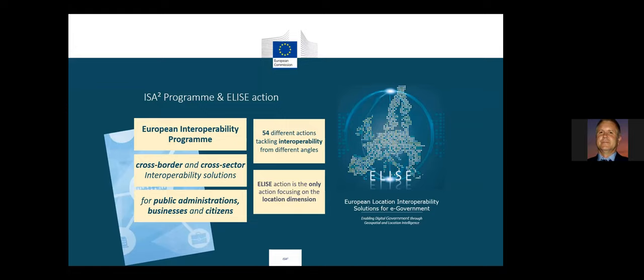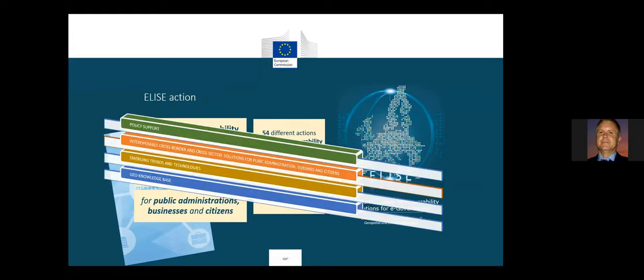As you can see on the next slide, the ELISE action provides, from the location interoperability perspective, policy support to different European and national policy initiatives. It provides interoperable cross-border and cross-sector solutions for public administrations, businesses, and citizens, dealing with emerging trends and technologies and discovering how those influence geospatial developments and technologies and the other way around. And last but not least, it builds the geo knowledge base, under which different knowledge transfer activities are performed, which we will describe in more detail on the next slide.